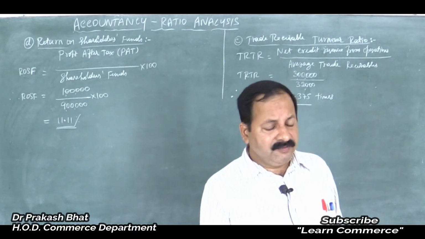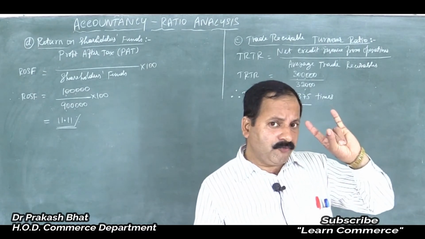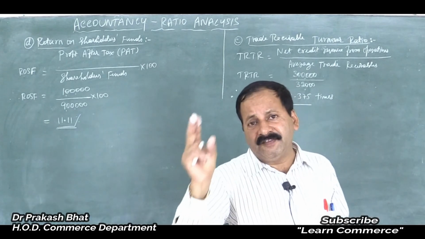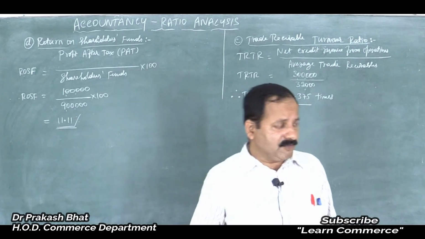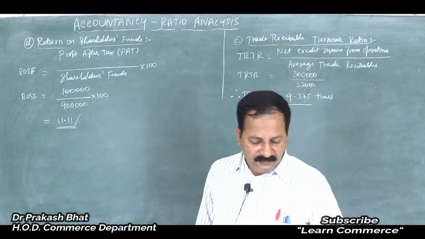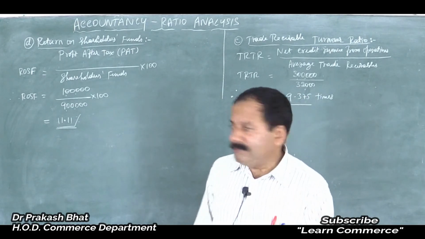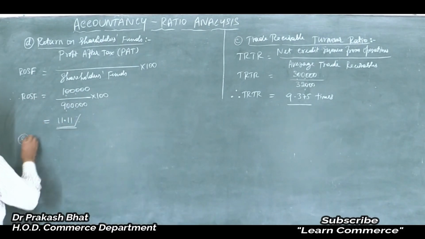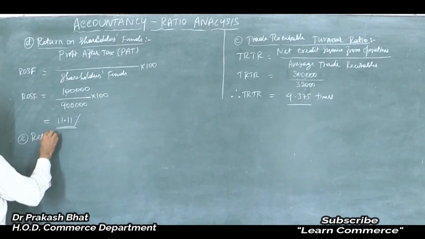11.11%. So whenever a formula is multiplied by 100, you have to write or represent it in percentage, right? Then the next ratio is point E, return on investment.